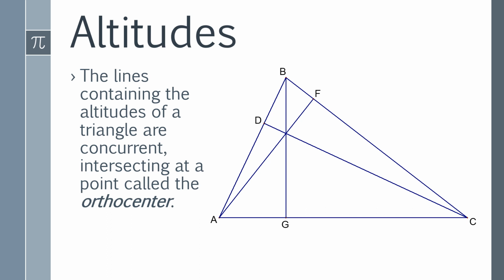The lines containing the altitudes of a triangle are concurrent, and they intersect at a point called the orthocenter. The orthocenter doesn't do anything special, but it is a point of concurrency for altitudes.